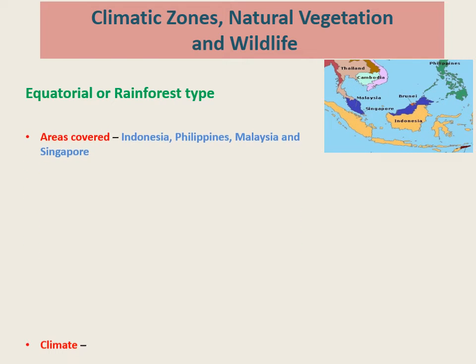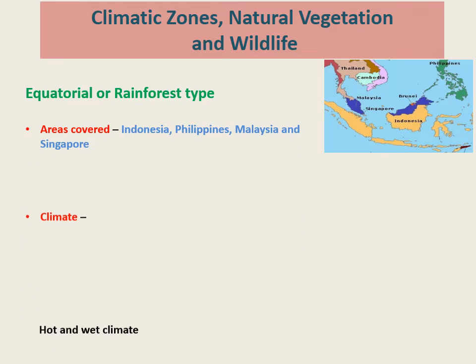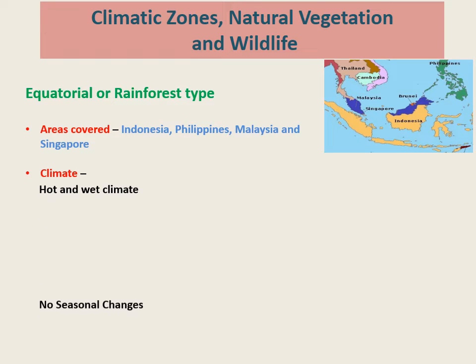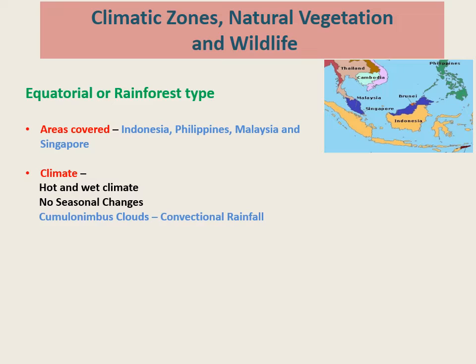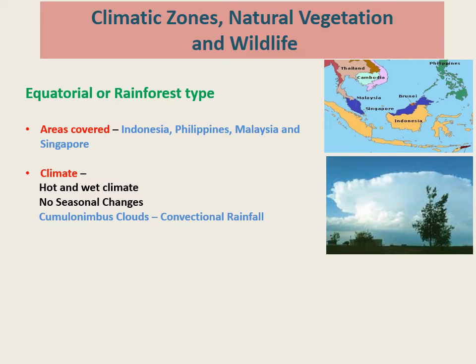Climate. This region has a hot and wet climate. The temperature remains high throughout the year, an average of around 30 degrees Celsius. Seasonal changes are hardly experienced. Rapid evaporation occurs during the day, resulting in the formation of towering cumulonimbus clouds. Convectional rainfall occurs almost daily at around 4 p.m.